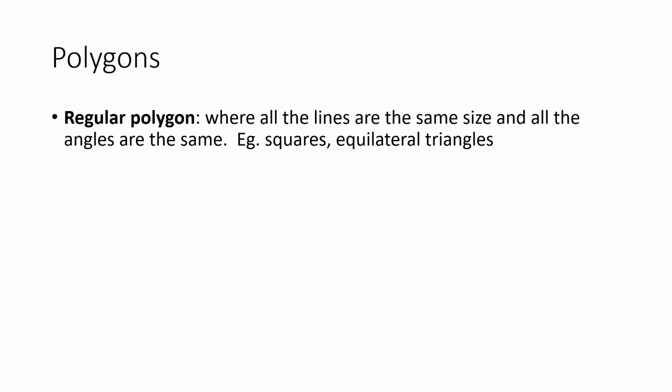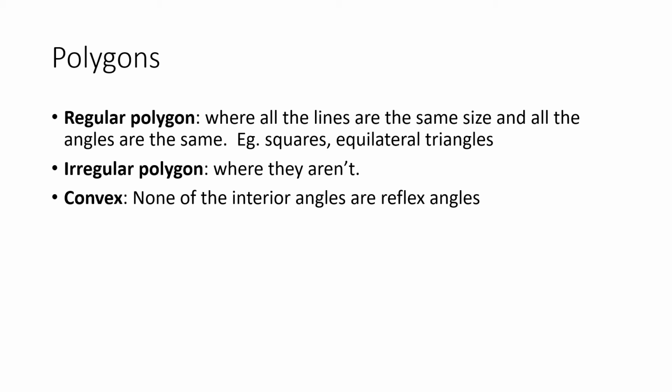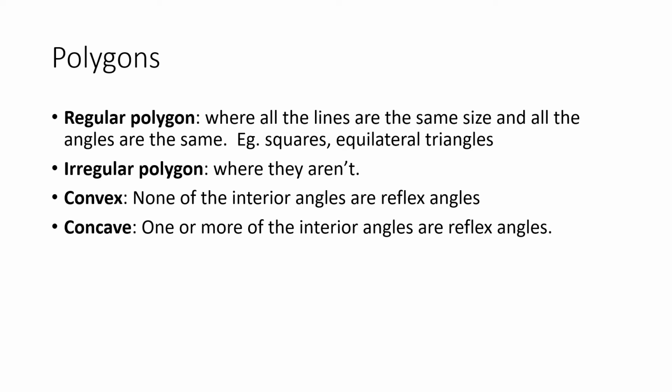Polygons can be regular, which means every line at the edge is the same size, and all of the angles inside are the same. So for example, a square, each angle inside that is 90 degrees. But you can also have irregular polygons where this isn't the case. You can have convex polygons. None of the interior angles are reflex, so it doesn't bow back outwards. And concave, so one or more of them are reflex angles. So it sort of caves in a bit, as I guess that's how I remember it anyway.